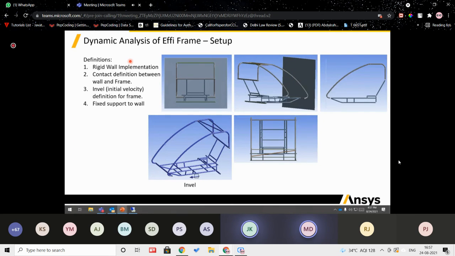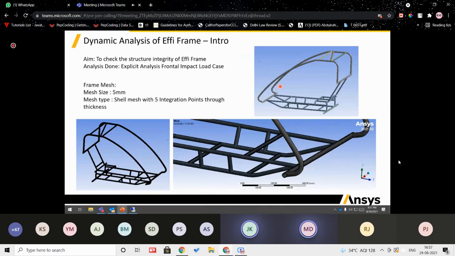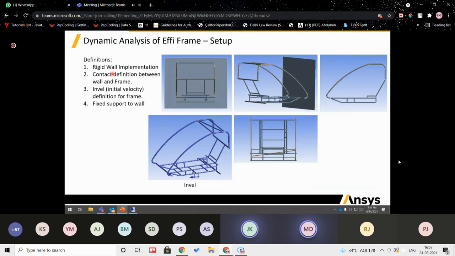So basically, here you can also see the frame of your FE cycle, and this is the meshed view of that frame. Okay, and then the next step is we have to define some wall so that the collision can be done on that particular wall. So here we have included one wall to define the collision between your frame and the wall.